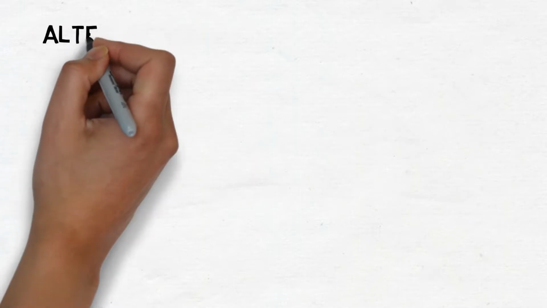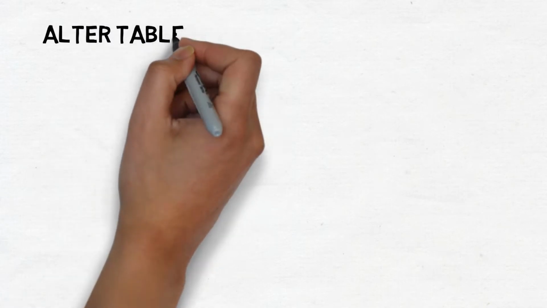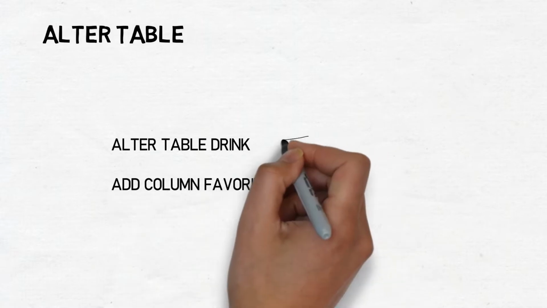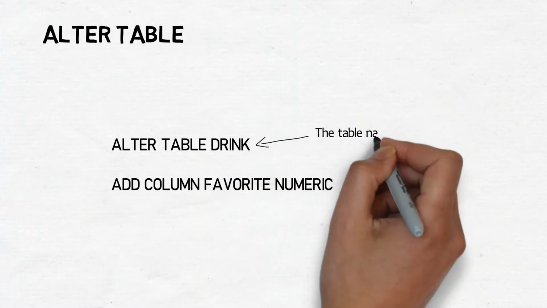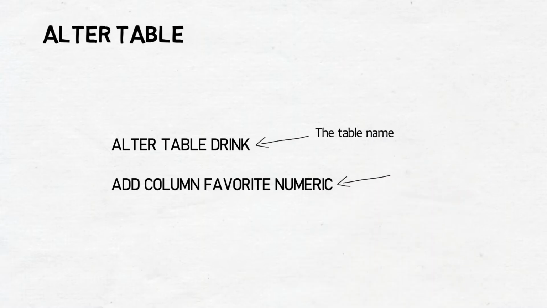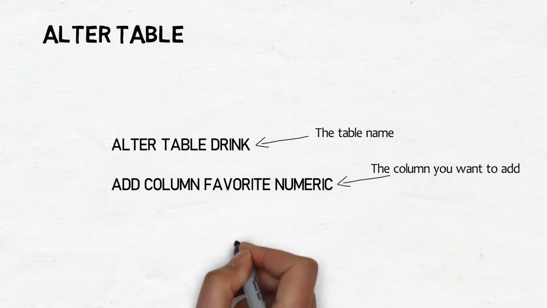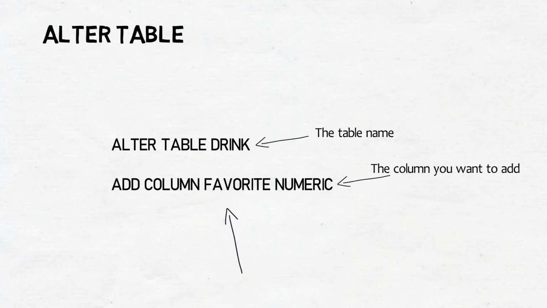You can also use SQL to change an existing table using the alter table command. As an example, here's what the command looks like to add a column to a table. This is the table name and the column you want to add. In the above lines, we are adding a column called favorite that holds numeric values to the drink table. Now we'll see how to rename a table or remove it from the database.